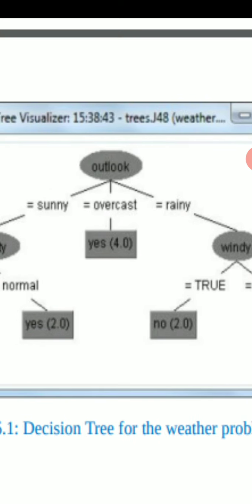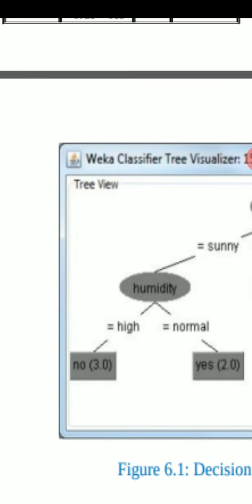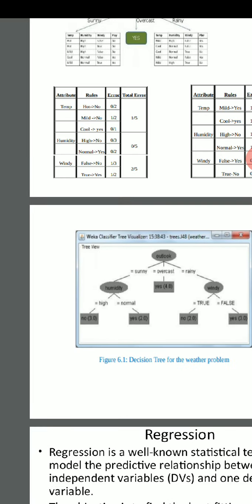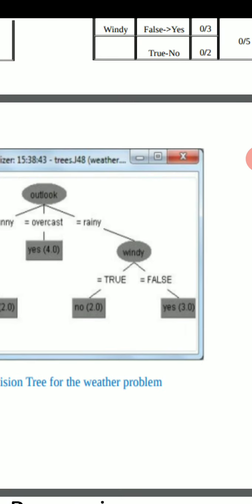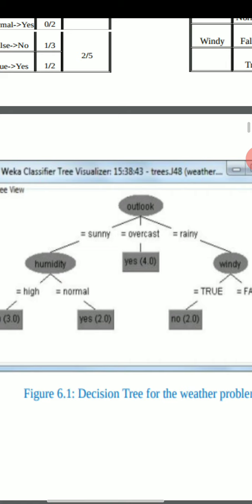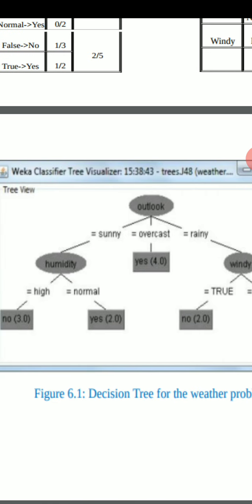Hence, the Weka classifier is a tool which is used for constructing a decision tree based on the training set which we provide. Okay, so if it is overcast, it would be yes. If it is sunny and normal, it would be yes, right? And if outlook is equal to sunny, humidity is equal to normal, it is true, right?